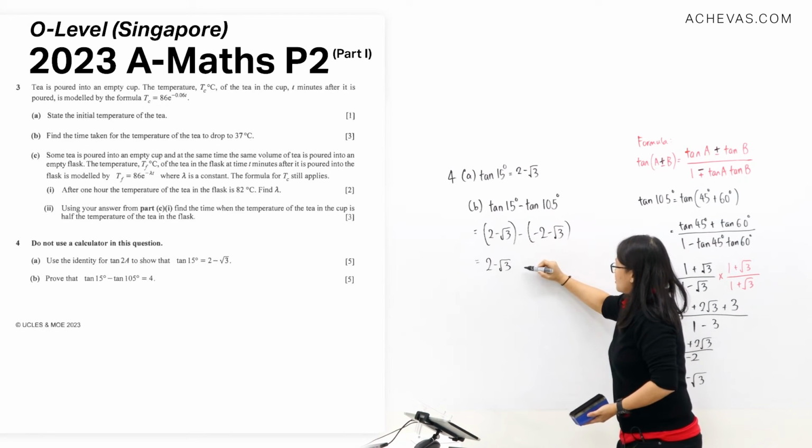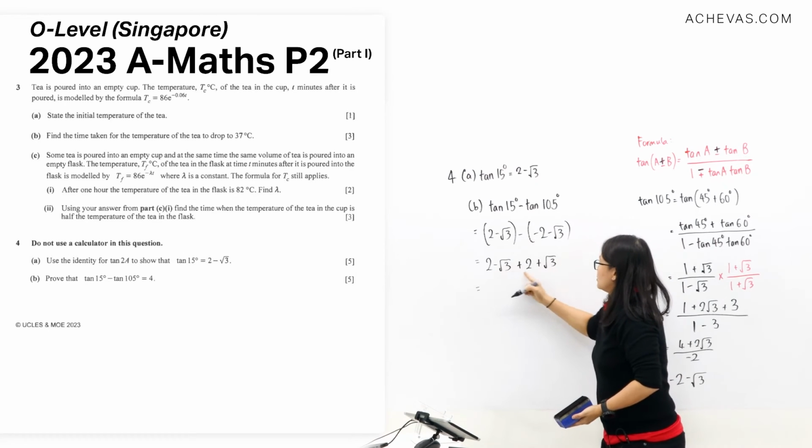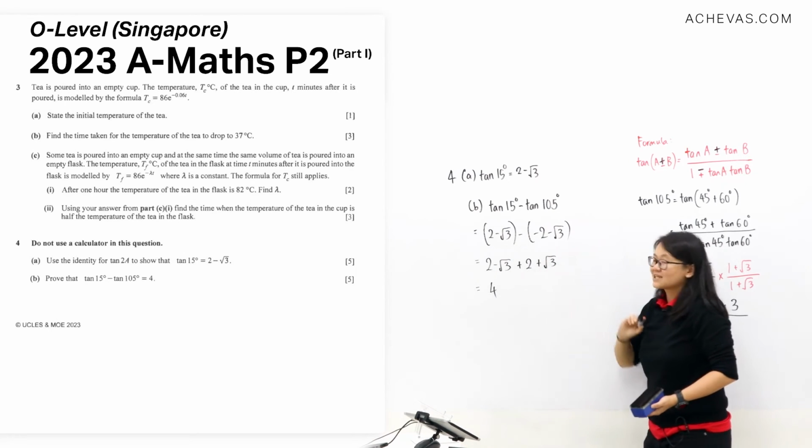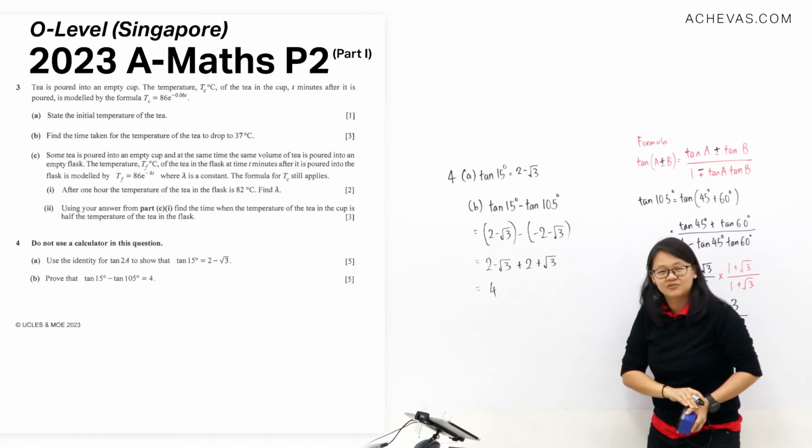Multiplying negative into this bracket, I'll have plus 2 plus √3. And adding 2 and 2 will be 4. Minus √3 plus √3 is gone. Therefore, we have proven that for B, the answer will be 4.